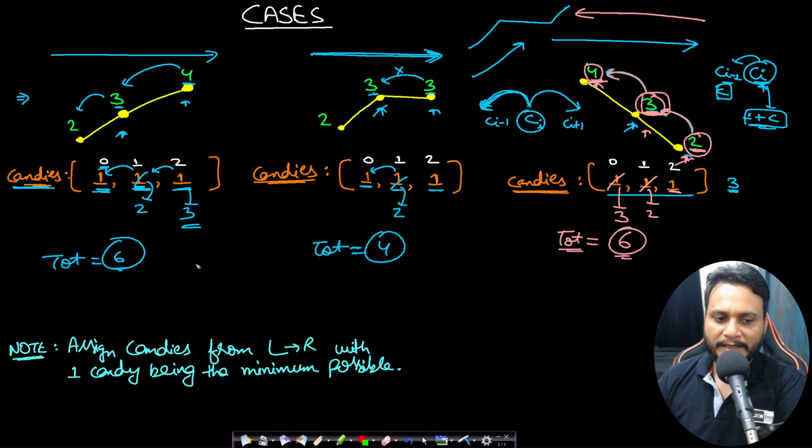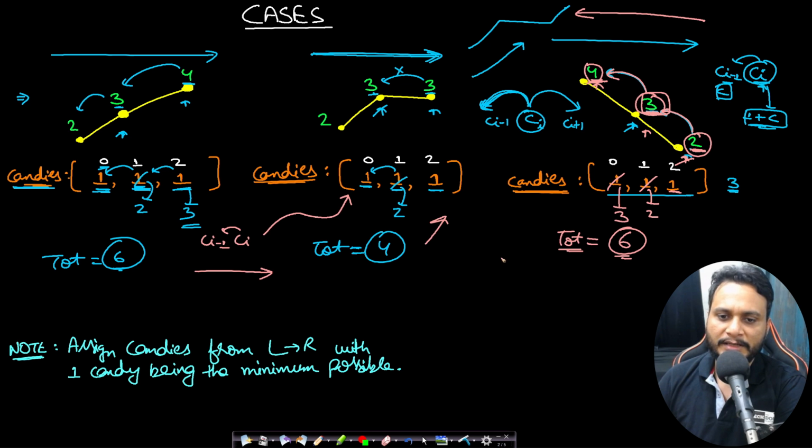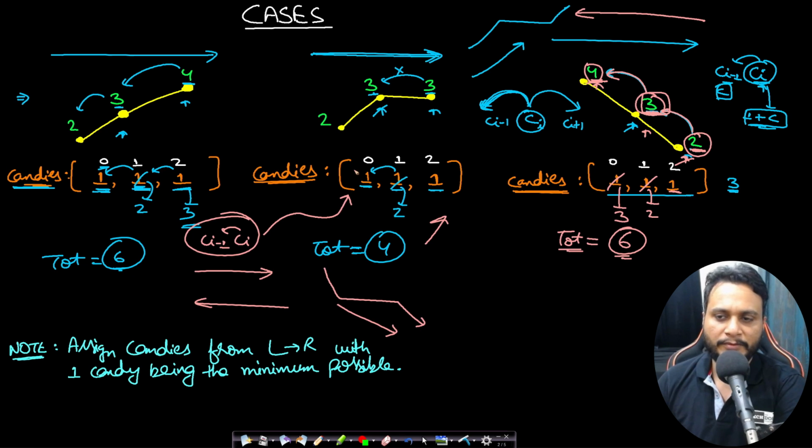So you should remember that when you do left to right parsing and you are checking two adjacent items CI with CI minus 1, then you are just taking care of the non-decreasing type of curve, or you can say increasing type of curve. And whenever you are parsing from right to left and repeating the same process, then you are taking care of the non-increasing curve, or you can say decreasing type of curve, right?